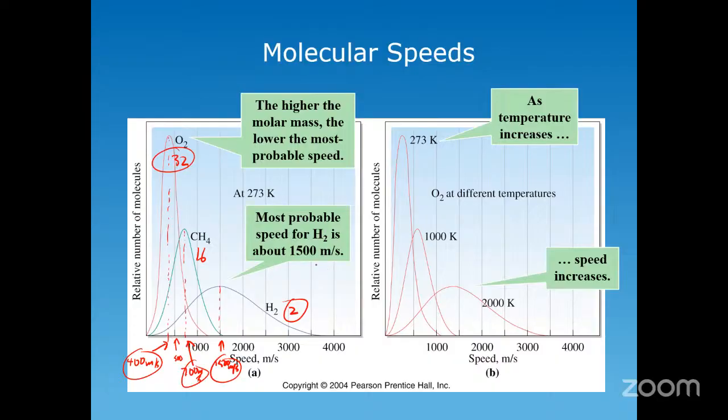Now, the graph on the left is what we just looked at. Let's look at the graph on the right. In the case of the graph on the right, we have the same gas, oxygen, but the temperatures are different, right? So this is a distribution for oxygen when the temperature is 273. This is a distribution for the same gas when the temperature is 1,000, and this is a distribution in the case of temperature being 2,000 Kelvin, right?